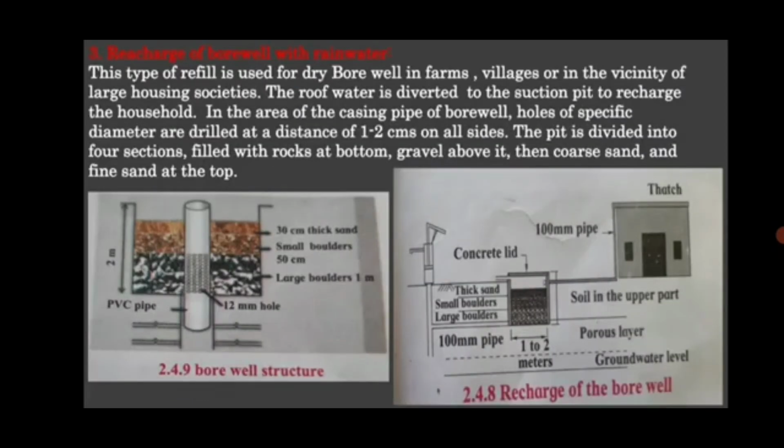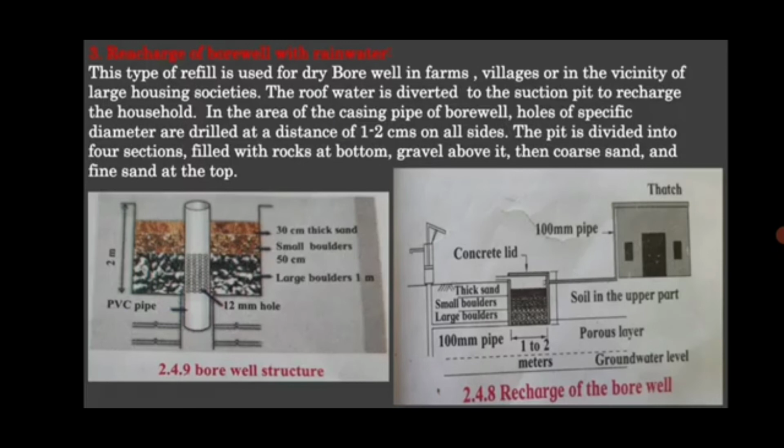Then next, recharge of borewell with rainwater. This type of refill is used for dry borewell in farms, villages or in the vicinity of large housing societies. So now in order to recharge the borewell in a field, the water of the runnel or the stream is diverted as a source. Then the roof water is diverted to a suction pit to recharge the household or village borewell. A pit 2 meters wide and 2 meters deep is dug around the borewell, or a pit of suitable size is also dug around the borewell.